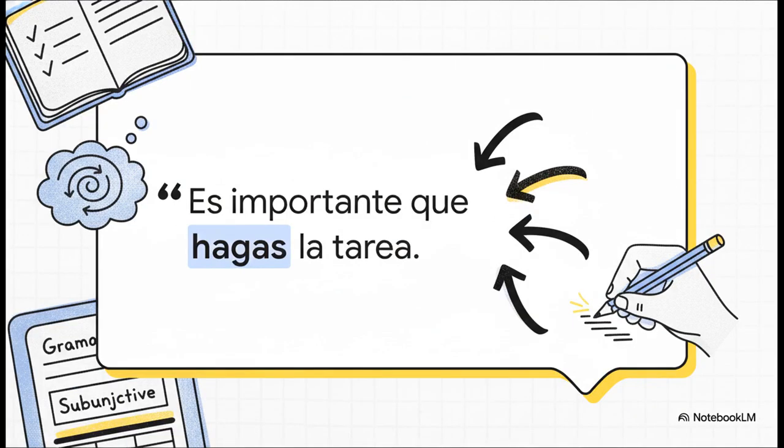And here's what that looks like in a real sentence. Es importante que hagas la tarea. We're not just stating a fact, are we? We're expressing that something is important, a necessity. That's a classic trigger for the subjunctive, so our irregular verb hacer becomes hagas.